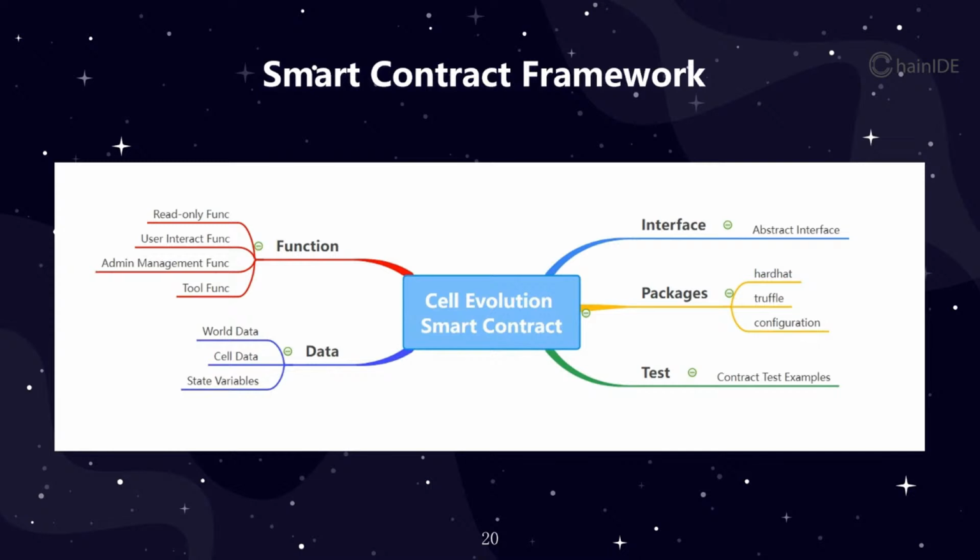Okay. And also we will use some packages and tools like Hardhat or Truffle to deploy, to test, and to compile our smart contract. And we will do some config to better deploy the smart contract with those tools. And at last, we will draft some tests to test the safety of this smart contract and to make sure it can be trusted.